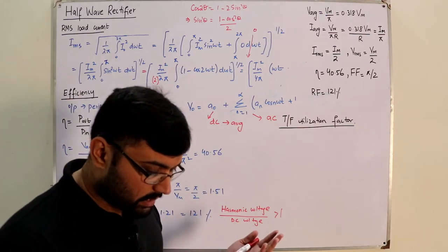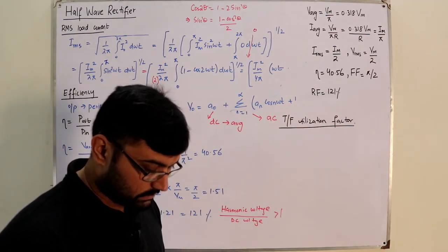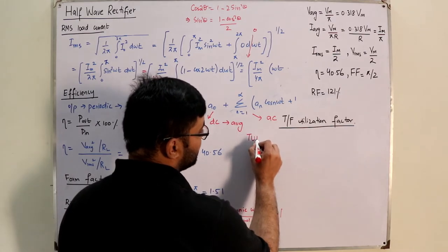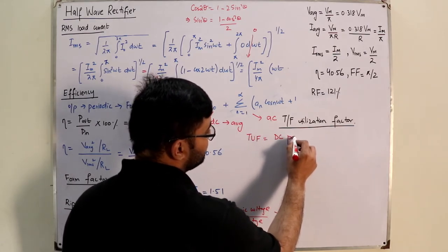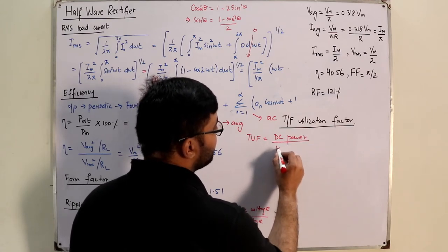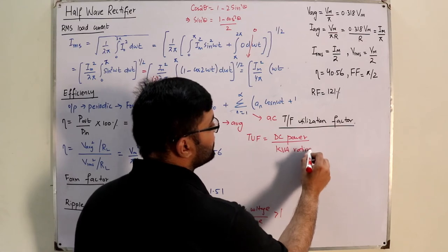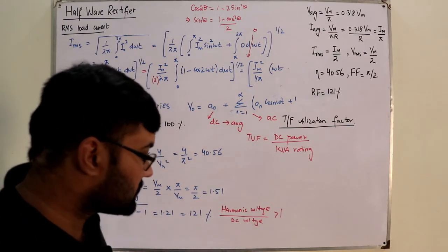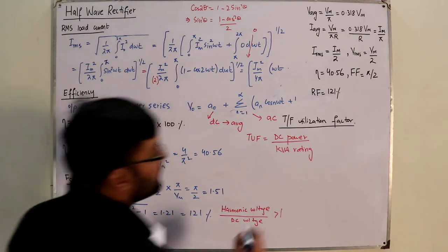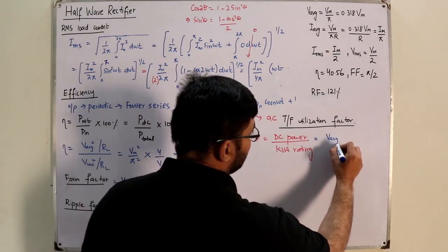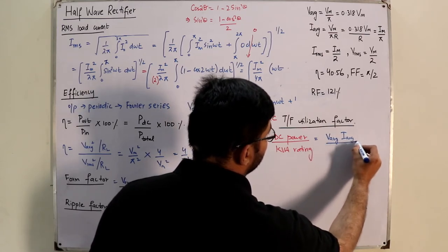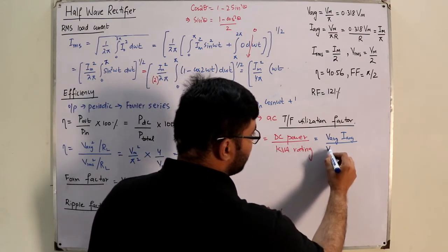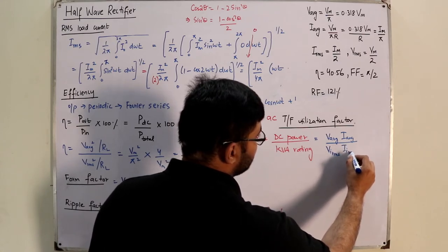Our requirement is DC power, right? How efficiently are we using the transformer? So the transformer utilization factor will be given by the DC power divided by the kVA rating of the transformer. This is some sort of an efficiency, again because the DC power is the output and the kVA rating is our input. For DC power, we use the average values that you know very well: V average into I average. And for the kVA rating we use the RMS value, so you have V input RMS and I input RMS.